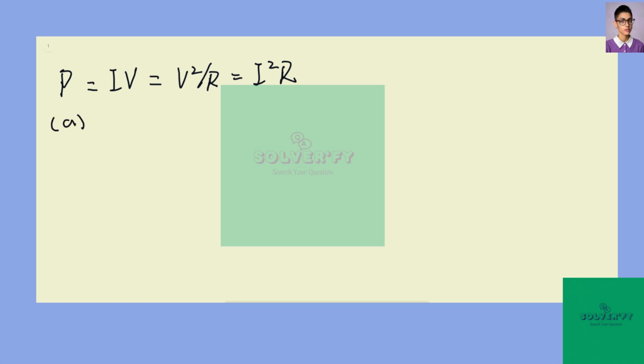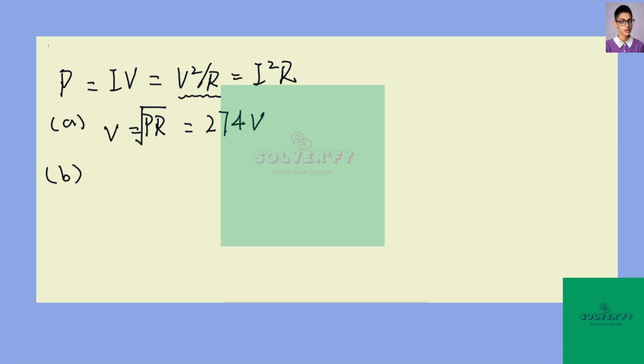So for question A, we know that the power is 5 volts. So we can use this equation. So V equal to the square root of P times R, right? So we're plugging in the numbers, 5 times 15,000, and taking a square root, which is going to be about 274 volts.